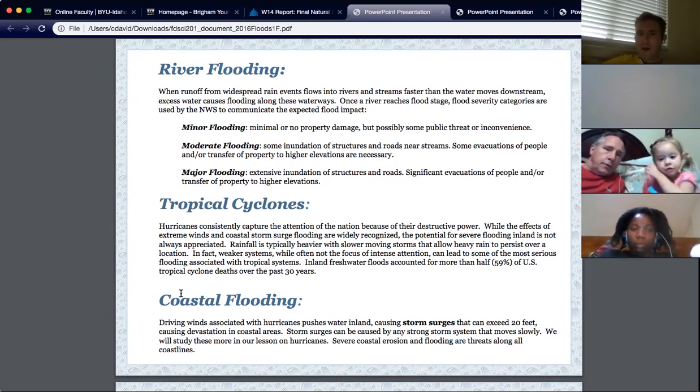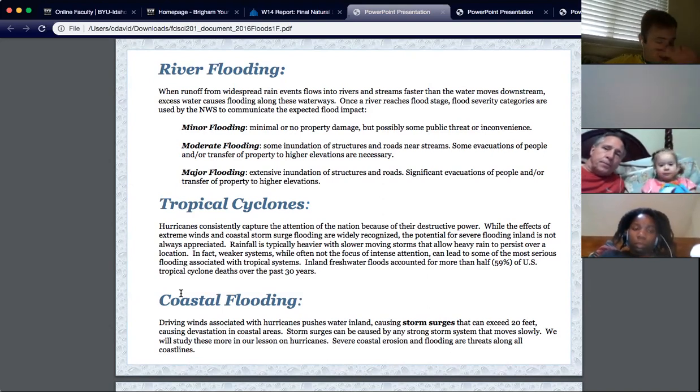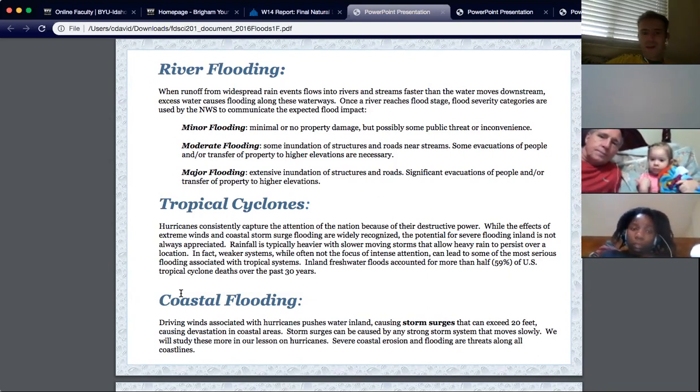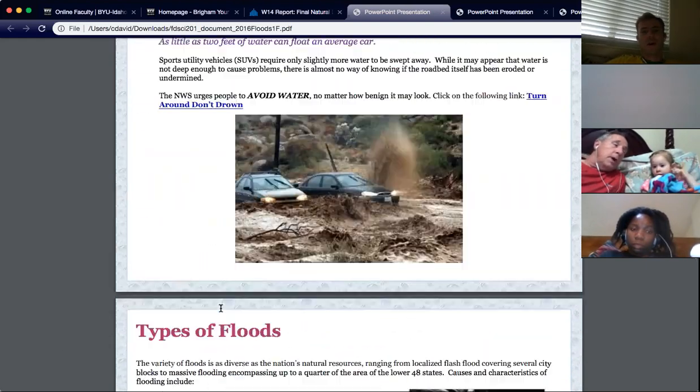There's minor flooding. This is when the water level goes up, but there's not really property damage. It might be kind of inconvenient for people, but it's not something you need to worry about too much. Then there's moderate flooding, where some structures are inundated and roads near streams flood. Some areas are evacuated, but the higher elevation areas and a lot of the towns are fine. And then you have major flooding, which is extensive inundation of structures and roads, significant evacuations of people, and transfer of property to higher elevations.